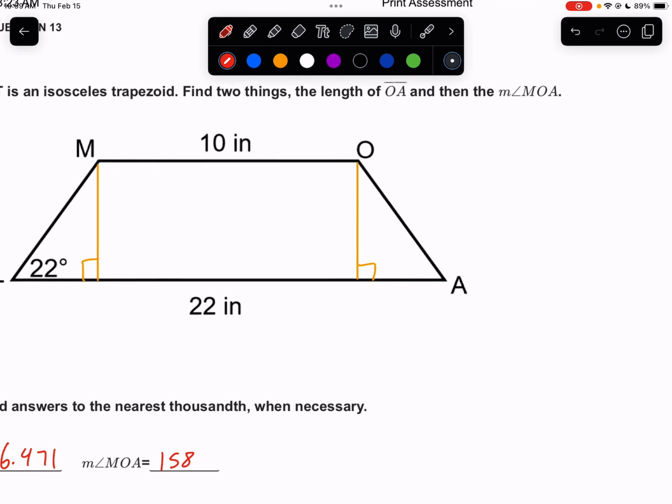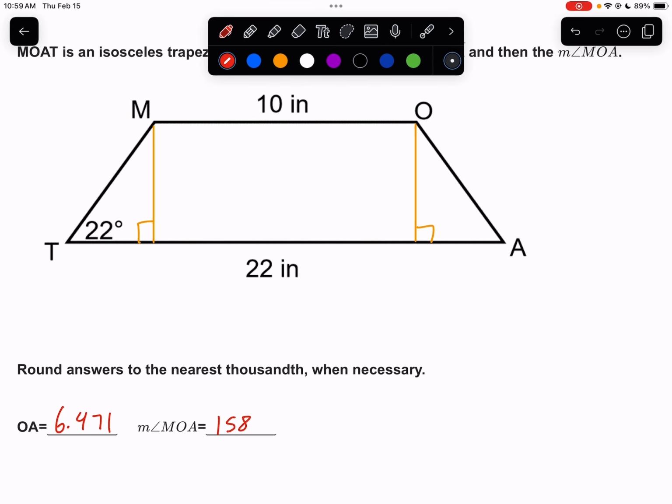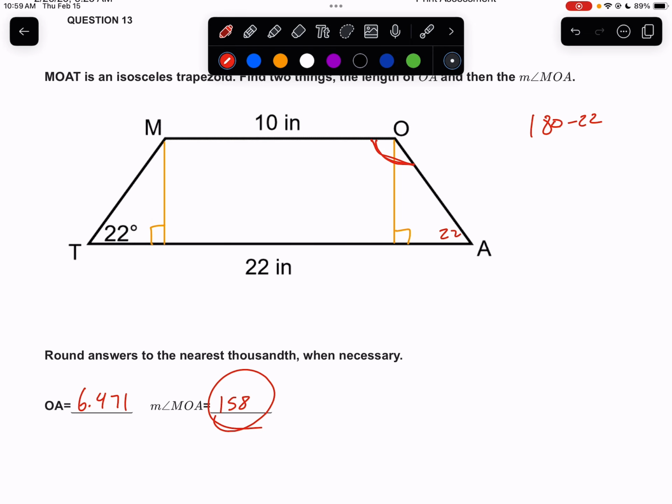If it's isosceles, we know that the wings are actually the same size. So this wing and this wing are the same size because of the isosceles, meaning this is 22. And so 180 minus 22 would be 158. So this entire corner is 158. So we got that. But we also want OA. I'm going to call this X.